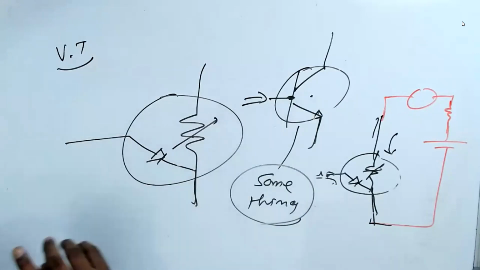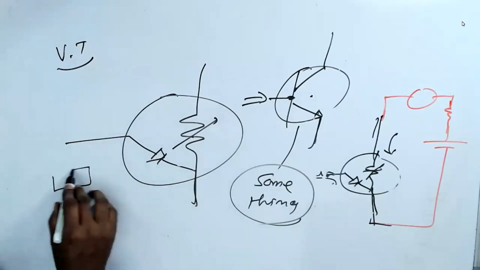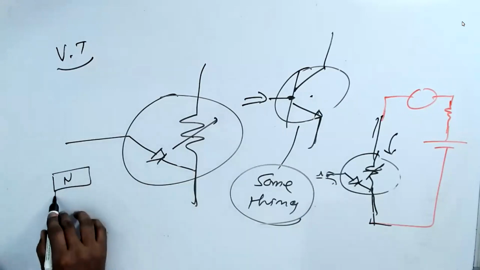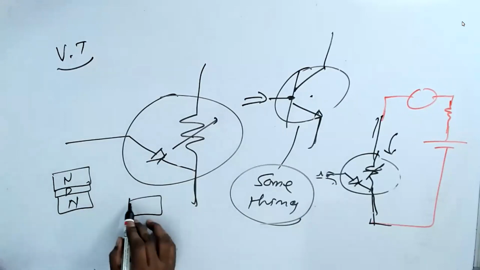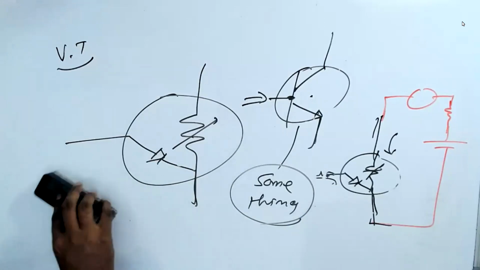The transistor is nothing but three materials. We add N, P, and N. Or there's one more, P, N, P. That we'll discuss later. Let us not worry about that. Right now, we talk about only N, P, N.